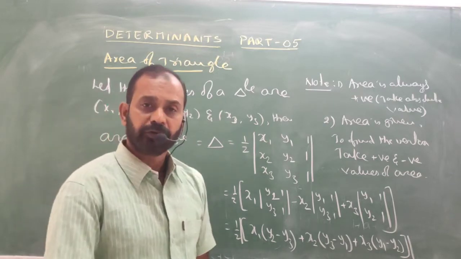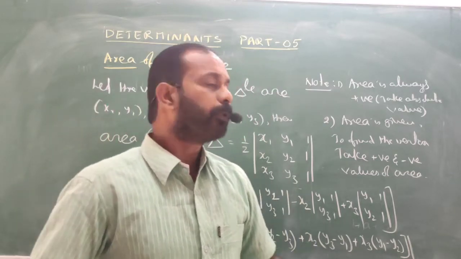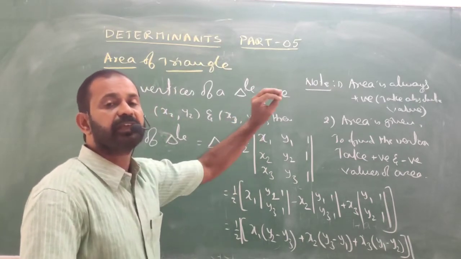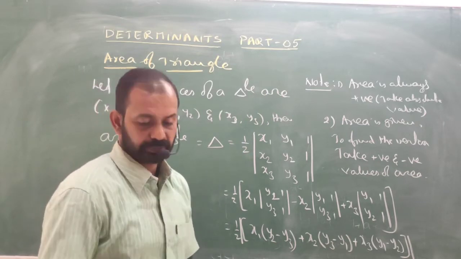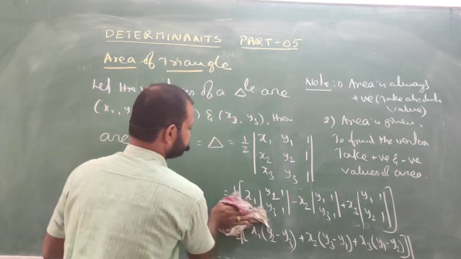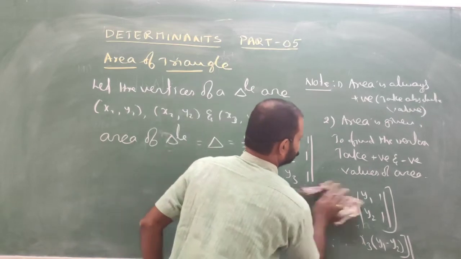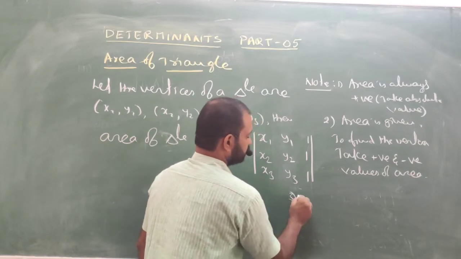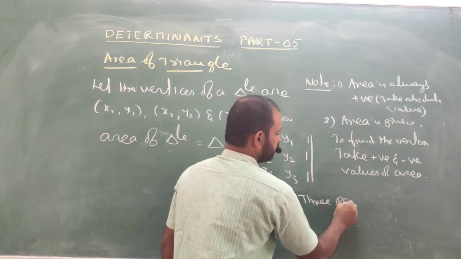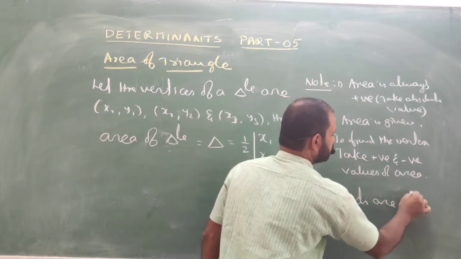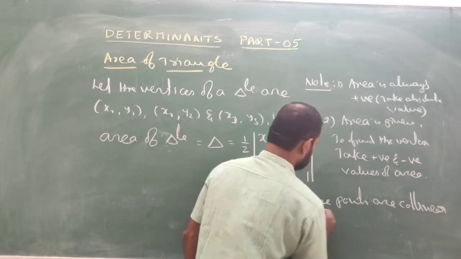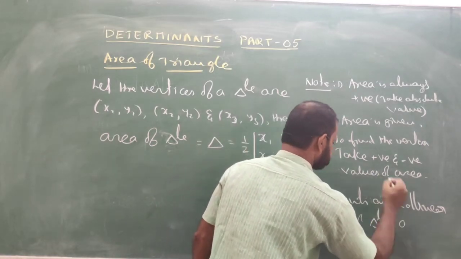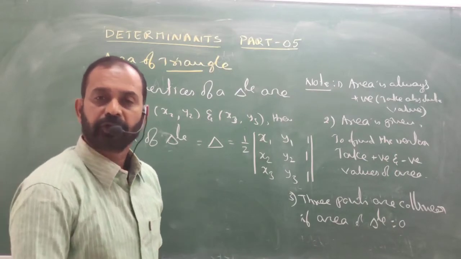Then the third note is, 3 points are collinear. The area of the triangle will be zero. So the third note is, three points are collinear if area of triangle is equal to zero. So I hope this is clear.